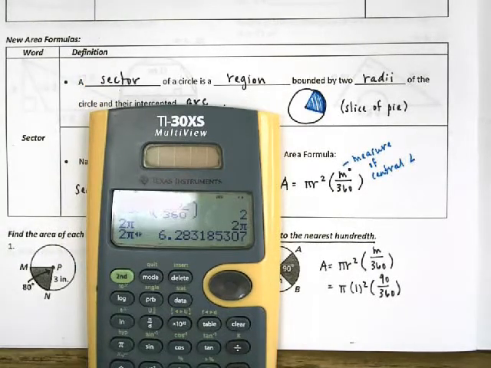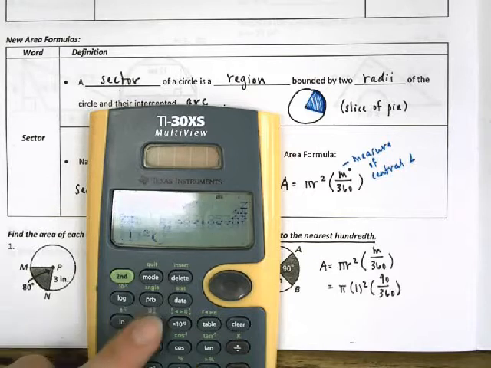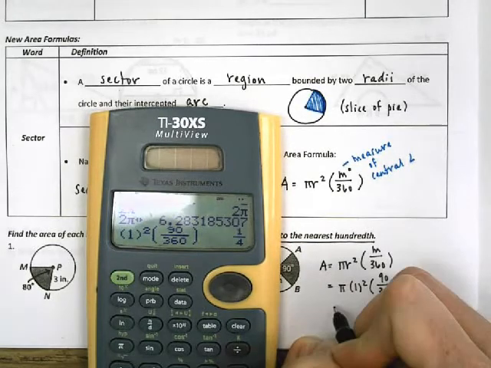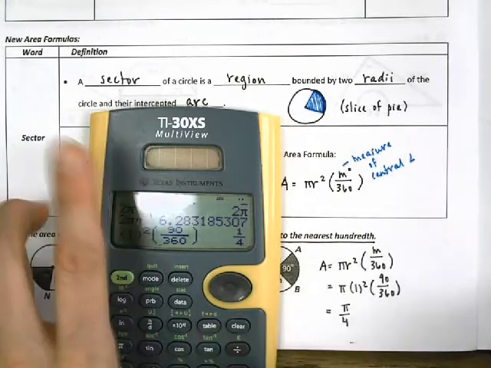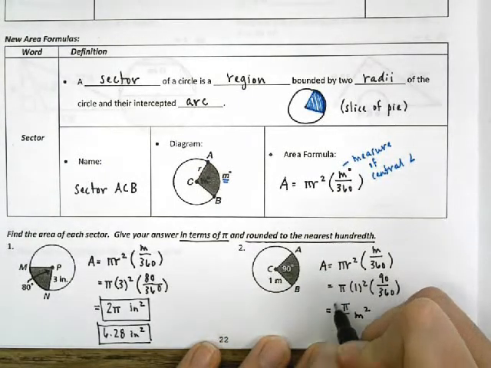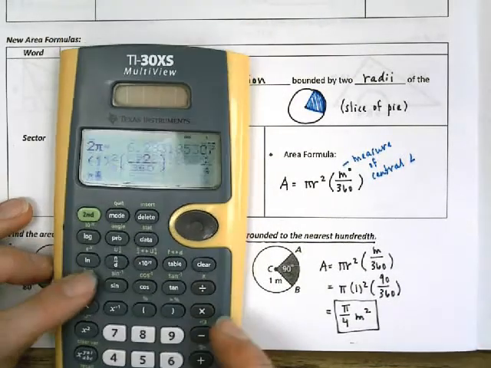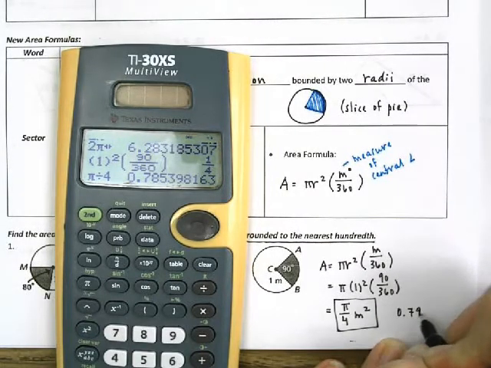So let's see, I'm going to leave pi out. 1 squared I know is just 1, but I could type that in. 1 squared. And then I'm going to type in my 90 over 360. And I'm just going to get 1 over 4, which if I multiply that by pi is going to give me pi over 4. And this time we have meters squared. So to get my rounded answer, I'm just going to do pi divided by 4. And I get 0.79, since I'm going to the hundredths, meters squared.